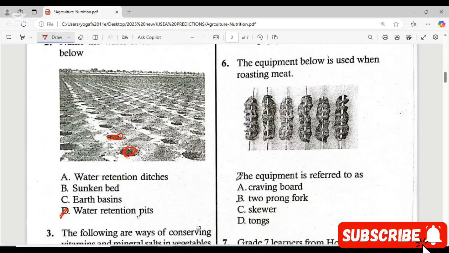The equipment below is used when roasting meat. The equipment is referred to as, this is meat which has been put on a stick-like thing. So how do we call that in agriculture and food nutrition? That one is called a skewer.